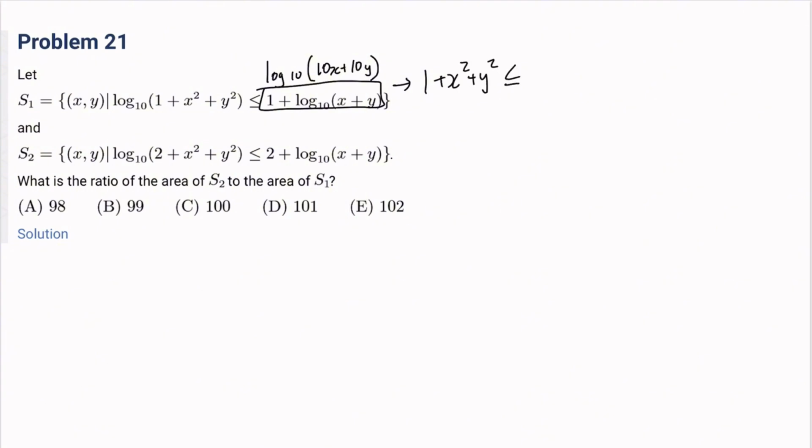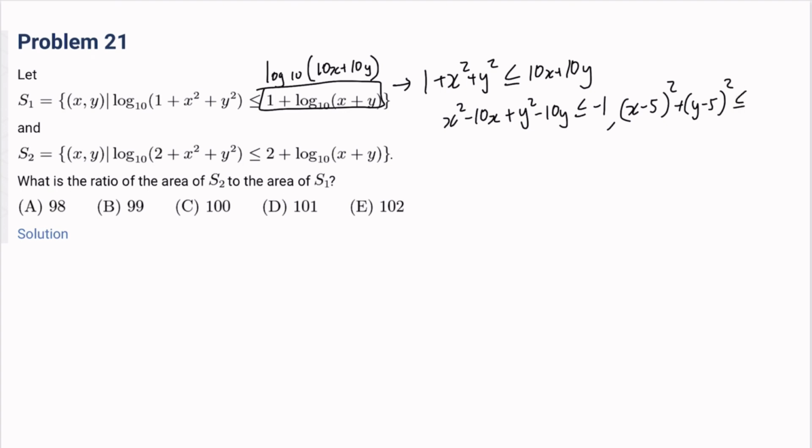This is less than or equal to 10x plus 10y, right? And that's going to be x squared minus 10x plus y squared minus 10y. This is going to be less than or equal to -1. And so if we perfect square these, that's going to be x minus 5 squared plus y minus 5 squared. This is going to be less than or equal to 50 minus 1, that's 49. And so from here, we can see that the radius of the circle squared equals 49.